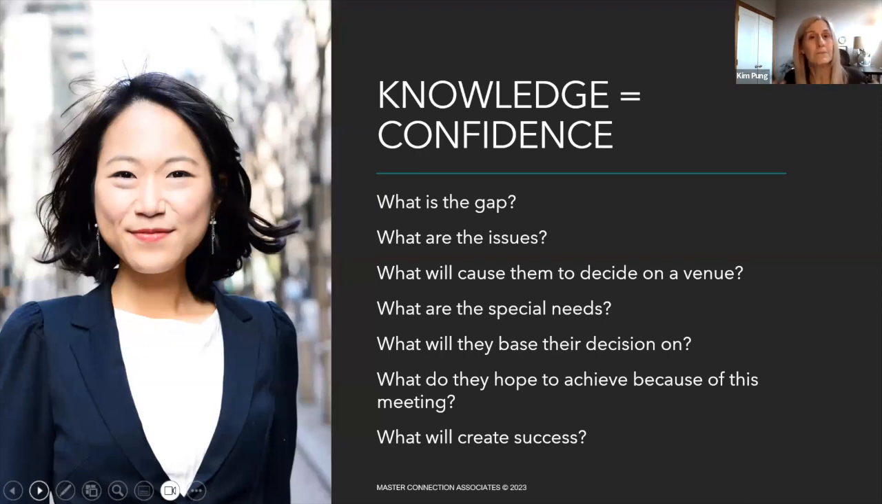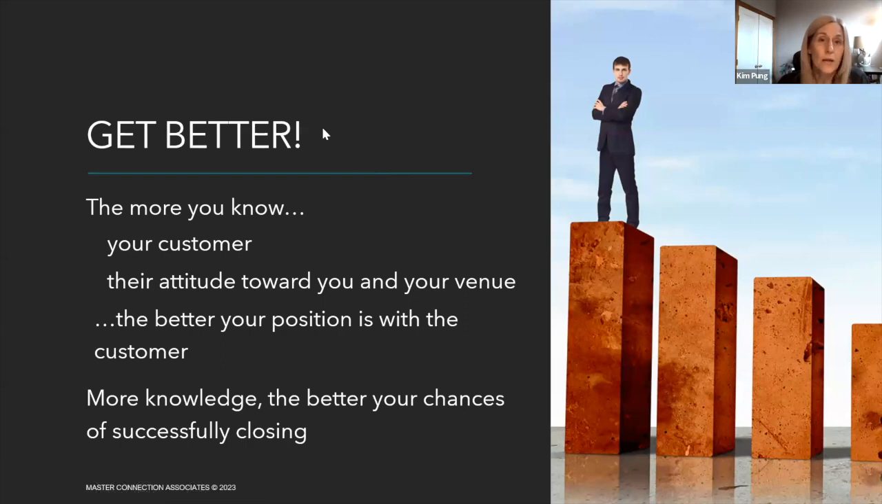When we know that, we're going to be far better able to overcome objections and, of course, eventually close the business. So have confidence in what you can do, but get better. Really think about what do I need to do to get better at asking better questions so that I know my customer more, I know their attitude toward me and to my venue, so I understand where I'm positioned based on who else they're looking with. The more I know, the better position I'm going to be with the customer. The more knowledge I have, the more successful I'm going to be at closing.